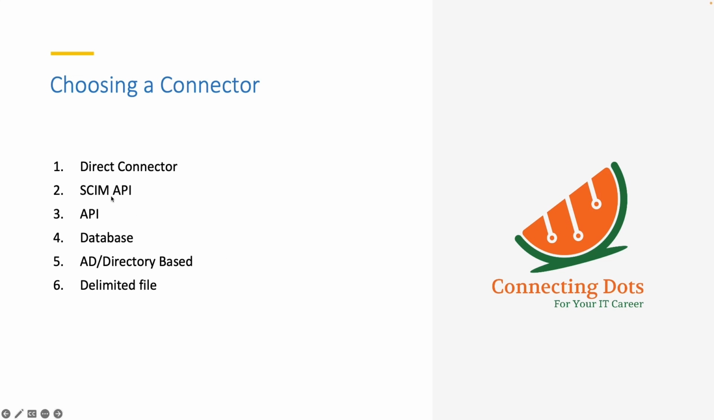Okay, so second level, the second fallback to the connector. If you do not have a direct connector, you need to ask the application team, do you use APIs? Do you have REST APIs or SOAP based APIs? If they say yes, then ask another question: do you have SCIM based APIs? Why is a SCIM API better than the next option? I'll explain in a bit. So ask them, do you support SCIM?